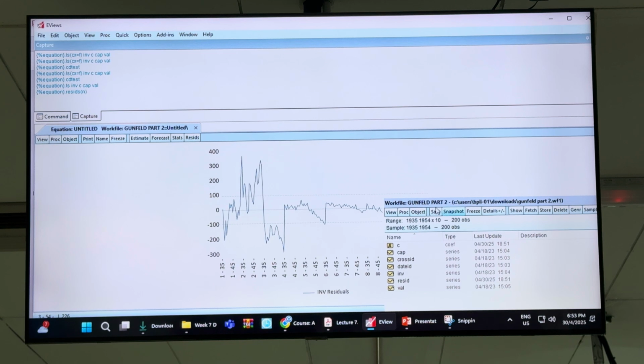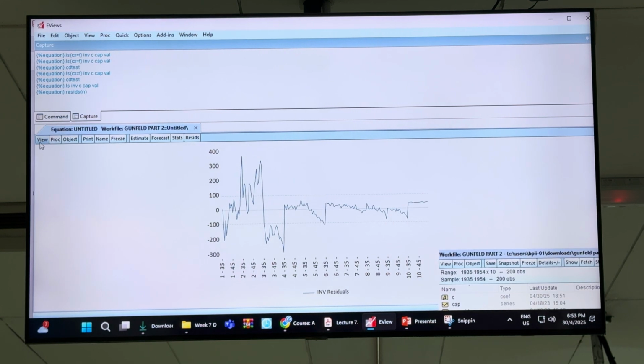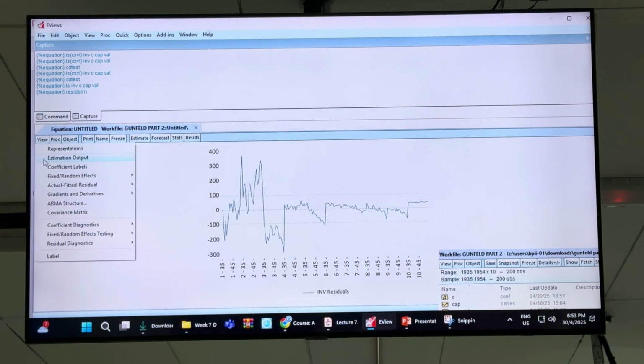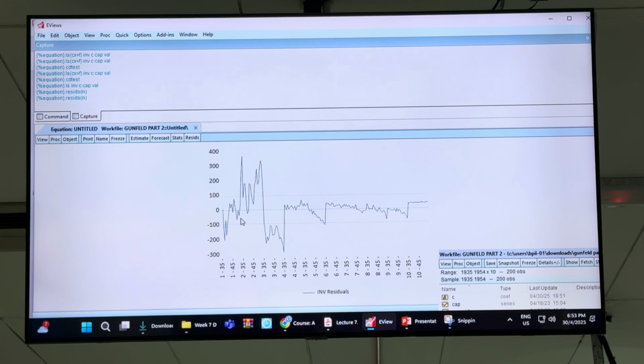If you click on the residual graph, then you can observe the graph here, right? So after you estimate, you go to view, then you go to the actual fitted residual. You click on the residual graph. Once you click, you can observe the residual, which is the difference between your estimated and your actual investment, right? So that's our residual. You can see the residual for firm 1. This 1 refers to firm 1, 2 refers to firm 2, 3 refers to firm 3, right? And also up to firm 10.